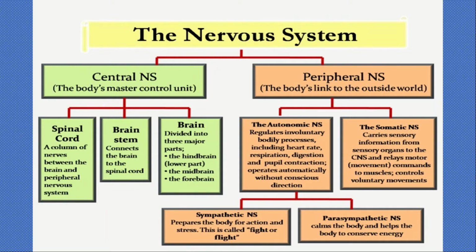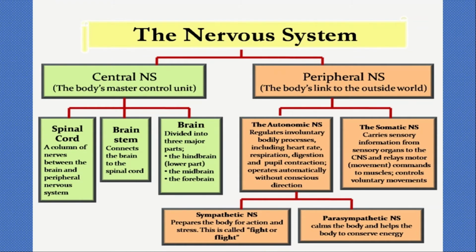The sympathetic nervous system prepares the body for action and stress. This is called fight or flight. Whereas the parasympathetic nervous system calms the body and helps the body conserve energy. So this is the basic classification of the nervous system.